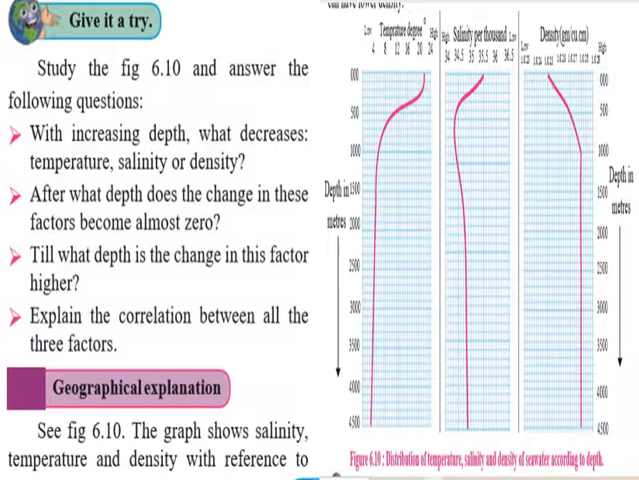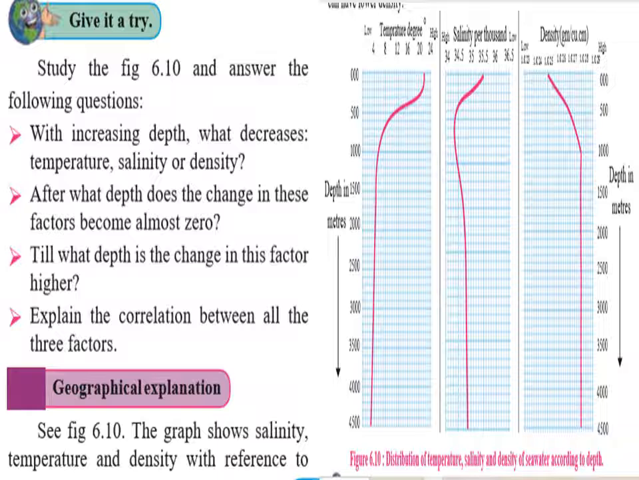Let's study the figure 6.10 and answer the following questions. Here you can see the graph and we will study. The graph shows salinity, temperature and density with reference to depth of the sea water. The first question: with increasing depth, what decreases, temperature, salinity or density? Temperature, salinity and density decrease with increasing depth.